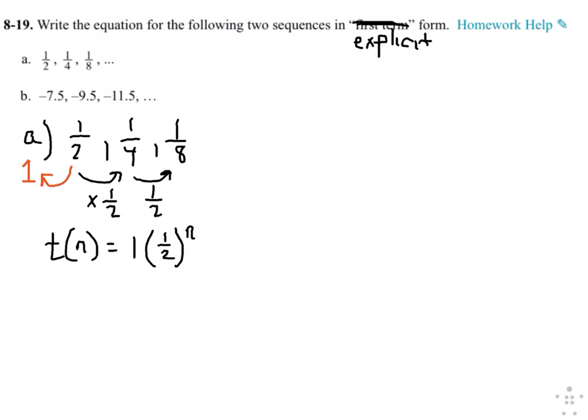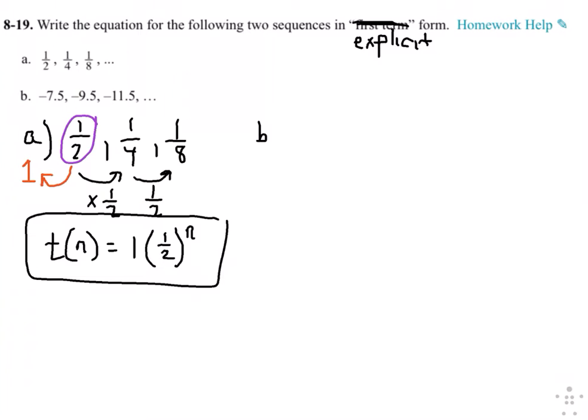So if we were going to try this, right, if we put in a 1, right, this one is the first term, right? If we were going to put in a 1 here, we'd get 1/2 to the 1, which is 1/2 times 1, so everything looks like it's working fine.